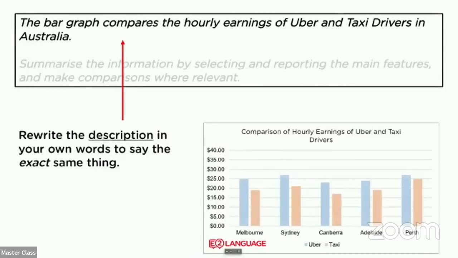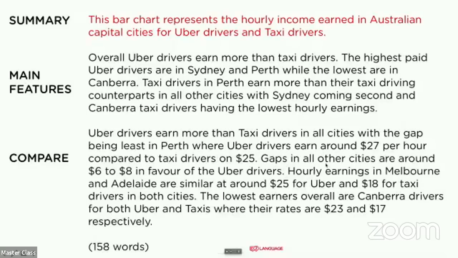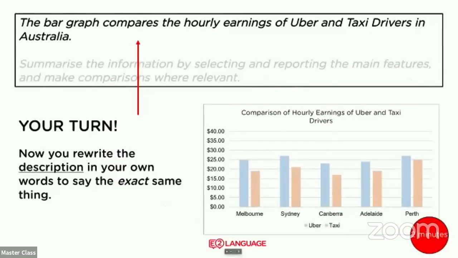So let's do the summary. First things first, you need to rewrite the description in your own words to say the same thing. Okay, so the description says the bar graph compares the hourly earnings of Uber and taxi drivers in Australia. I wrote this. This bar chart represents the hourly income earned in Australian capital cities for Uber drivers and taxi drivers. So I've said the exact same thing, but just in different words. Your turn. I'll give you 2 minutes to write your summary sentence, please.